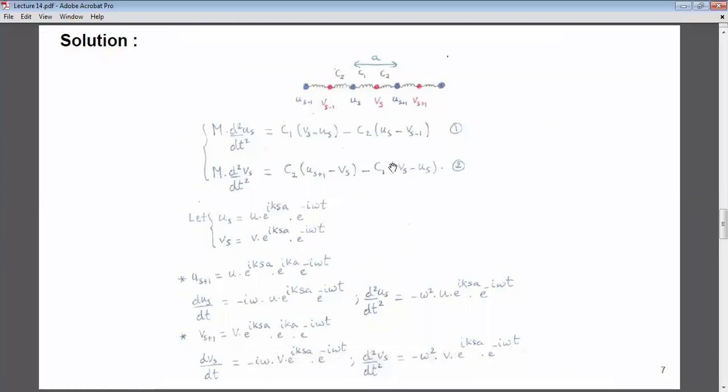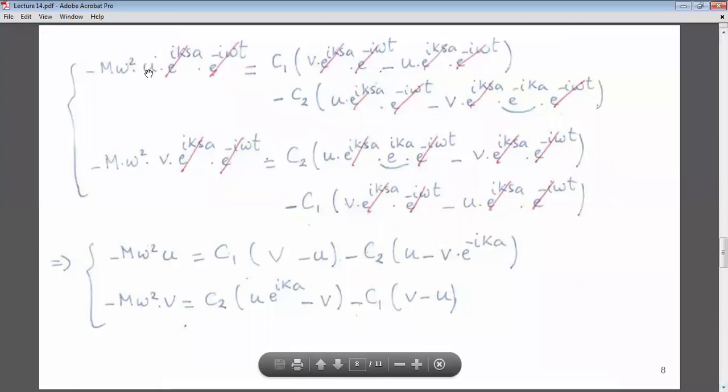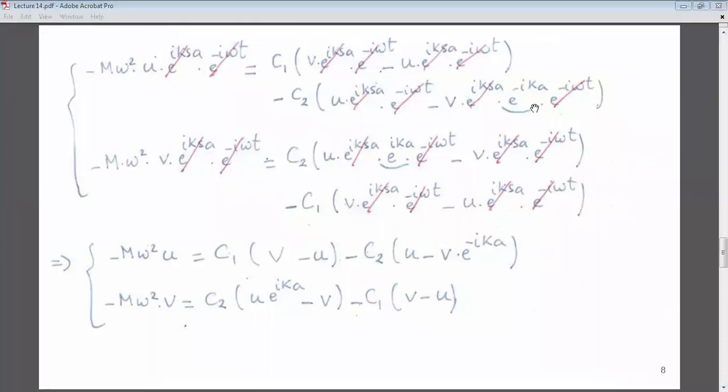v_{s+1} treated in the same way. We will say it is v e to the i k s a e to the i k a e to the minus i omega t. The first derivative of that as a function of t is minus i omega v e to the i k s a e to the minus i omega t. And the second derivative is minus omega squared v e to the i k s a e to the minus i omega t. And then I go back to my equation and I take common e to the i k s a e to the minus i omega t. So by taking that in common, I can simply delete it from the whole equation.